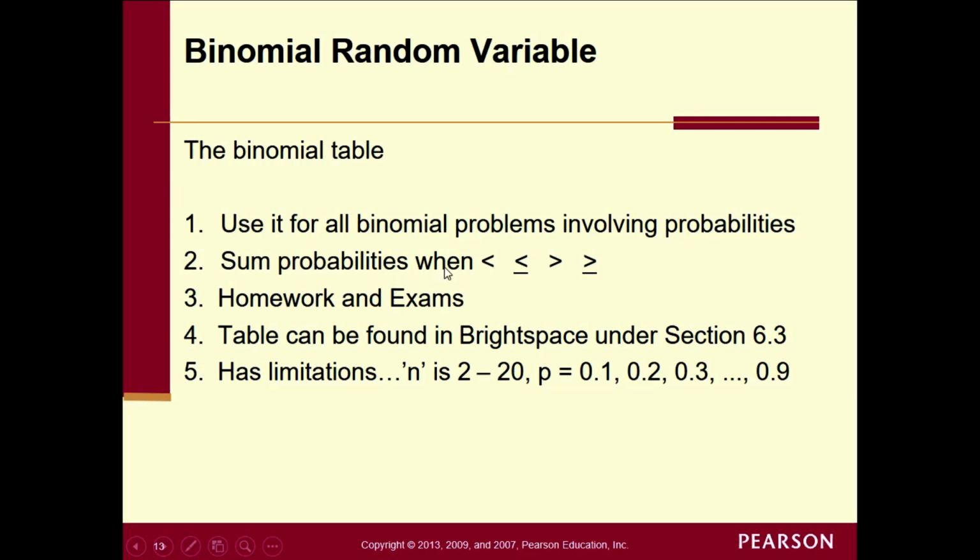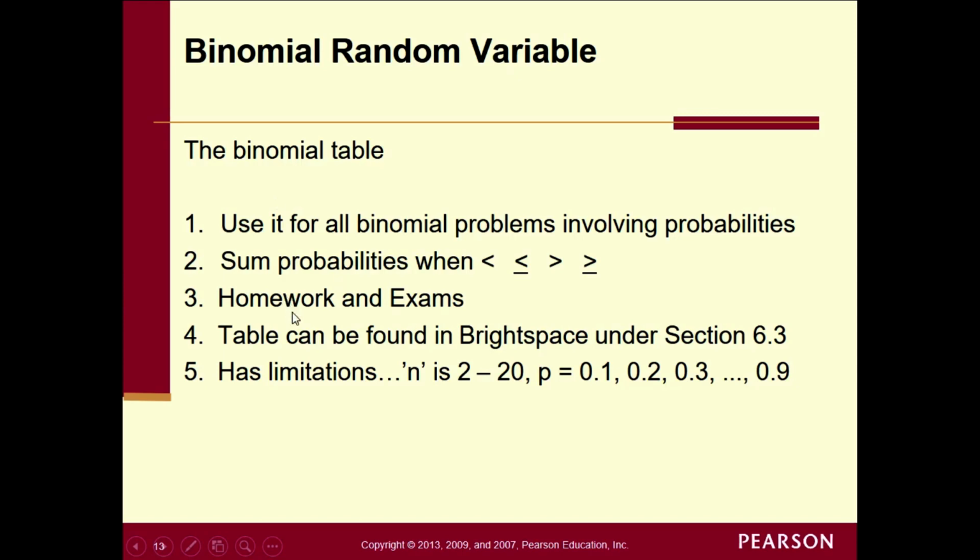Let's say that you have signs like less than or less than or equal to, greater than or equal to, instead of just equal to. Well, that means you have to sum up those probabilities. Okay, so we're going to work an example here in a little bit that does that.